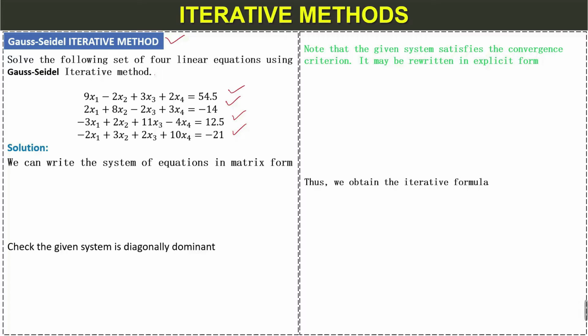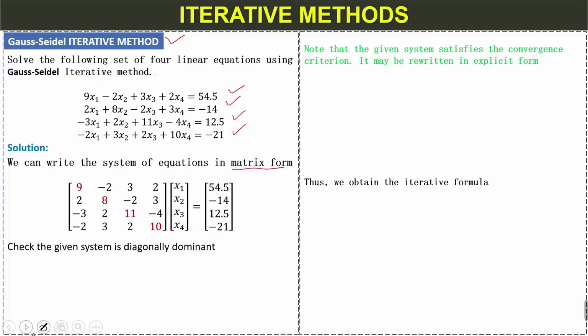The first step is to write them in matrix form. So we have the matrix form of this system, and this is the coefficient matrix. We have a criterion for convergence, for when the iterative method converges towards the exact solution: the coefficient matrix should be diagonally dominant or strictly diagonally dominant.